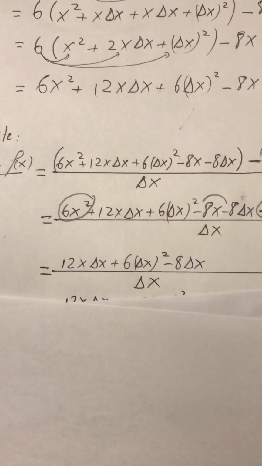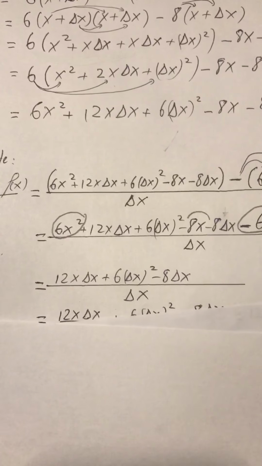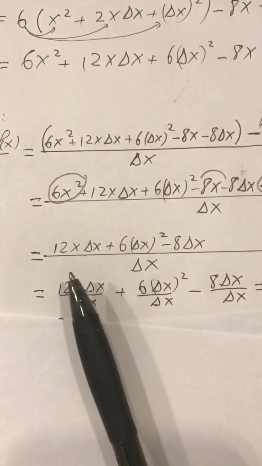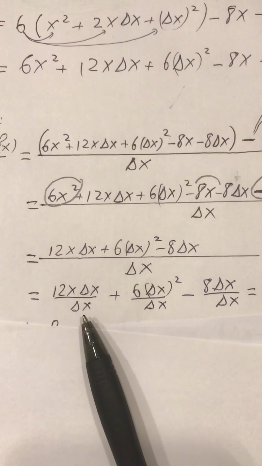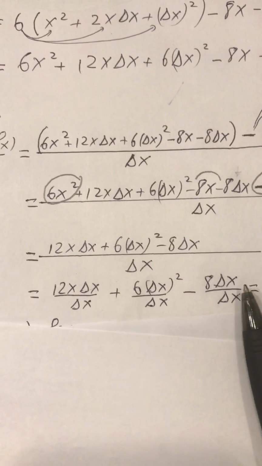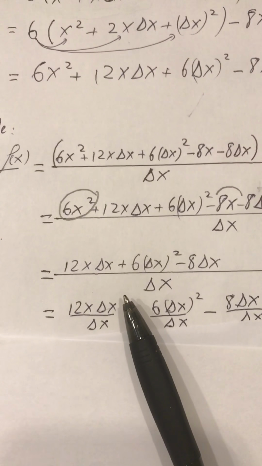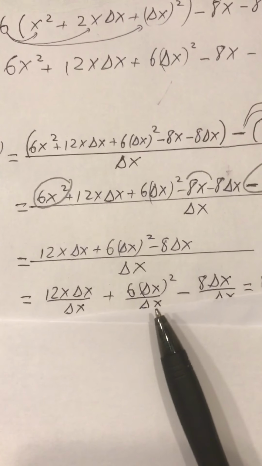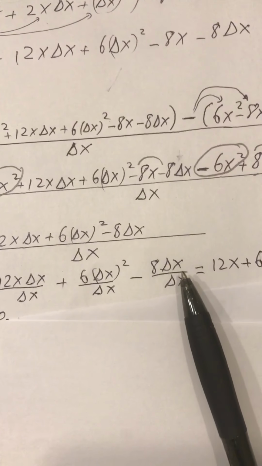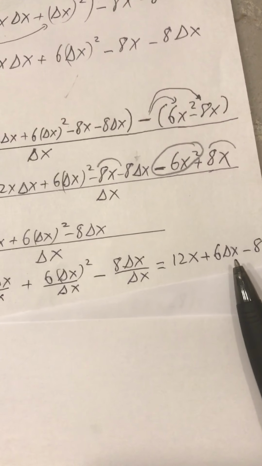Now let's rewrite this by dividing all the terms by delta x. So we get 12x delta x divided by delta x, 6 delta x squared divided by delta x, and 8 delta x divided by delta x. What will happen here, the delta x will cancel out here. Here, delta x squared divided by delta x will give you delta x. And here, the delta x will cancel out. So it will remain 12x plus 6 delta x minus 8.